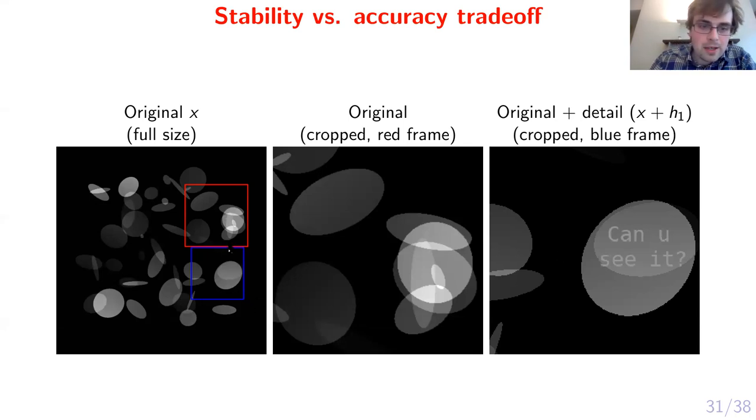So I'm going to consider the following experiments. I have a collection of images of ellipses, and I'll train my neural networks on such a collection and then test on this unseen image here. This red box will be a zoomed in section in the middle column, this blue box on the right column. And I'm going to show in the middle the results of the adversarial test, that instability test. And then on the right, I'm going to add an unseen detail in the form of this text. Can you see it?